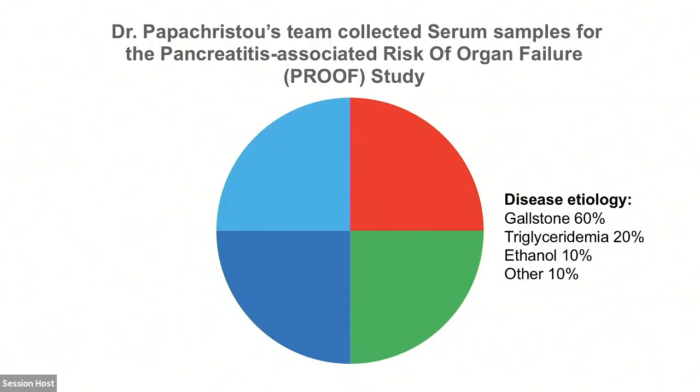This simply shows that the samples were collected by Dr. Papachrisou's team, in fact, for the proof study. And the disease etiologies were dominated by gallstone acute pancreatitis. There was a good number of triglyceridemia related ones, very few ethanol or other etiologies.